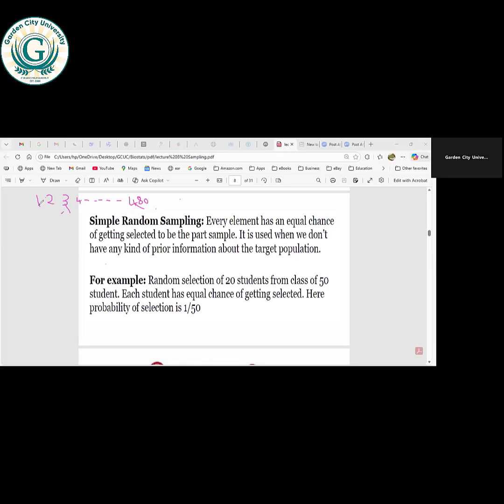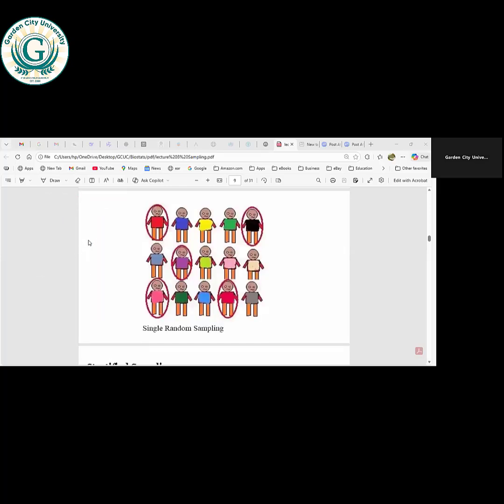Simple random sampling. There's a sketch in the next slide, which I can use to illustrate what I'm saying. Now this is the population. From this population, we are going to select 5 individuals. Here you can go by simple random sampling, where you assign numbers: this is number 1, number 2, 3, 4, and so on. The last person will be 15.